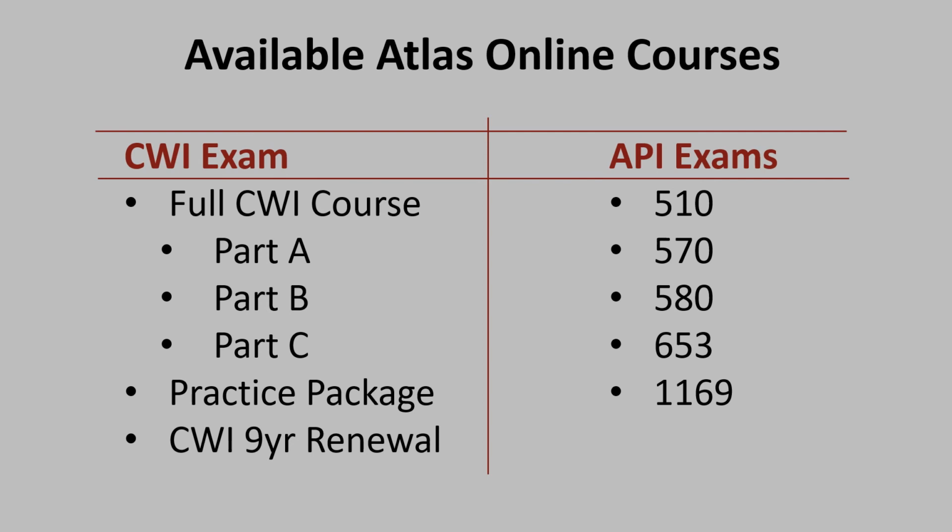And here's just a brief list of the other online courses that we present. While we have CWI parts A, B, and C, we also have the 9-year renewal for the CWI. And then also on the API, we've got the 510, 570, 580, 653, and 1169. These all have narrated courses, flashcards, quizzes, and exams.